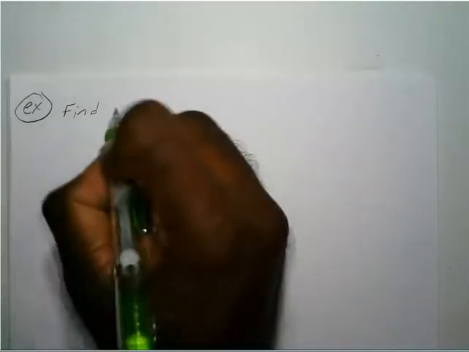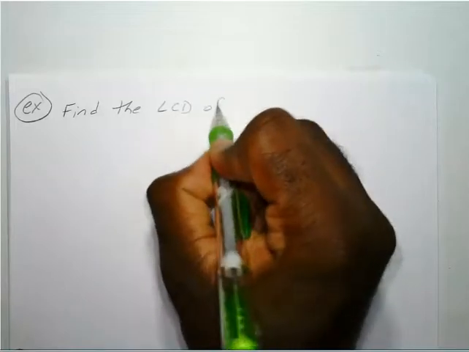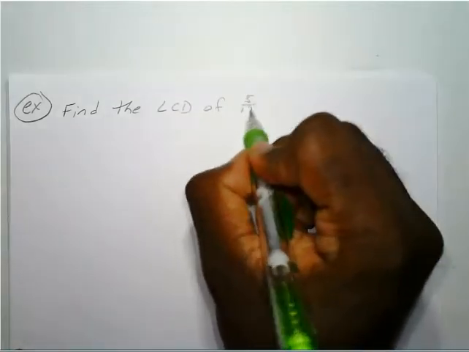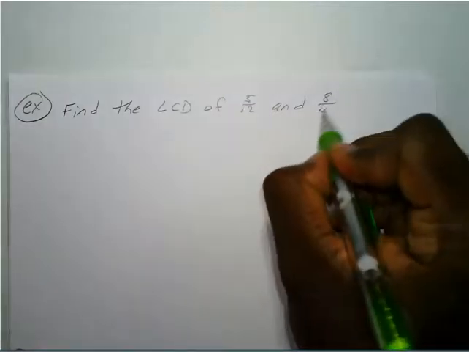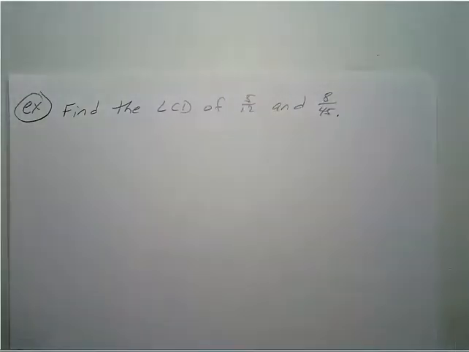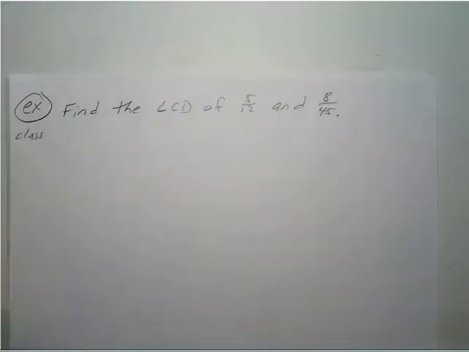All right, so let's say, for example, what if we wanted to find the least common denominator of 5 over 12 and 8 over 45. All right, so what I want you to do is go ahead and press pause and try to solve this one on your own.